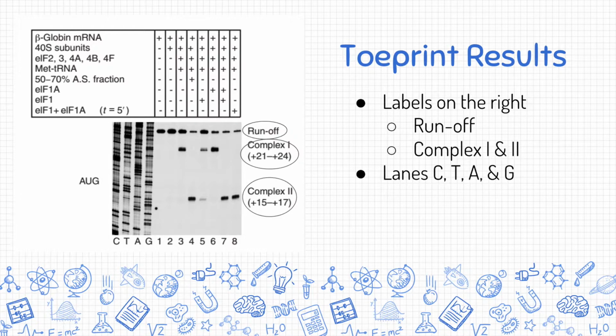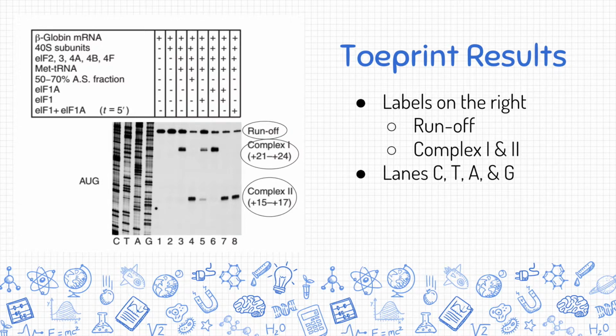For complex 1, the leading edge of the 40S particle under these circumstances was between positions +21 and +24 relative to the cap of the mRNA. This is about where we would expect it if the 40S subunit bound at the cap and did not begin scanning or scanned at most a short distance.